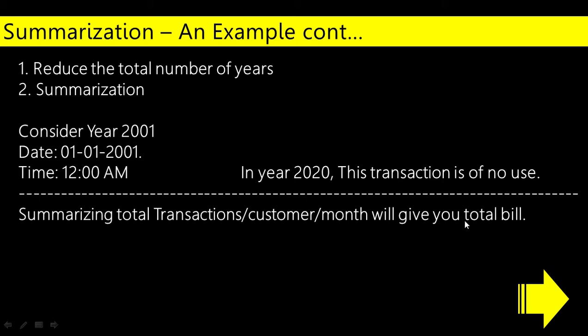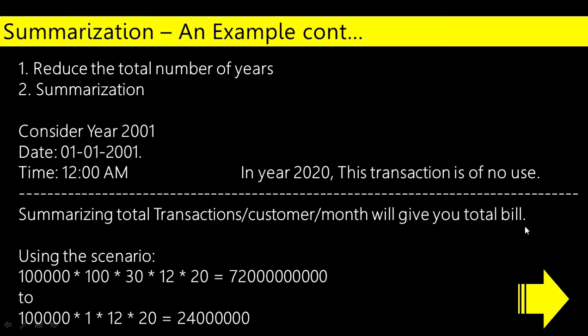Now I can store the total billed amount per month per customer, which will be useful data for analysis in 2020. So if I do not save all the individual transactions for the long term, but save only the total bill value per customer per month, I save a lot of space. Remove unwanted data and carry ahead the required data which can be used for analysis in future years. So my data reduces from this number to this number. This is just a sample example I took for explaining how summarization can be done. There are various ways or various levels of summarization which can be done.